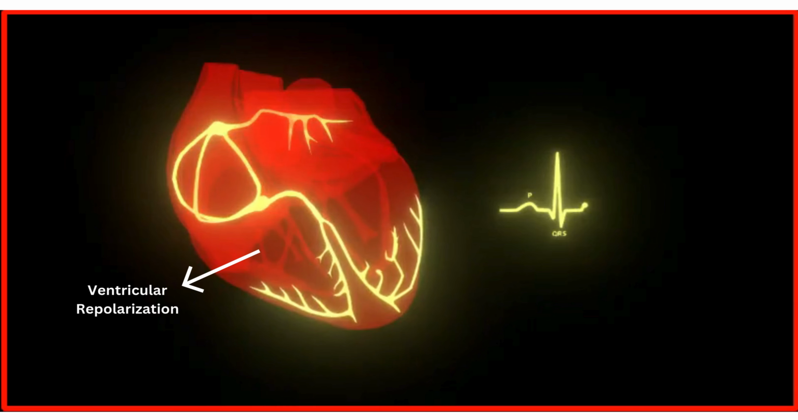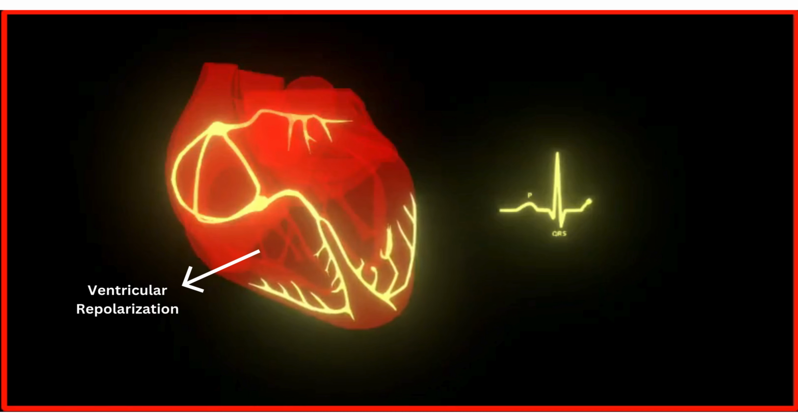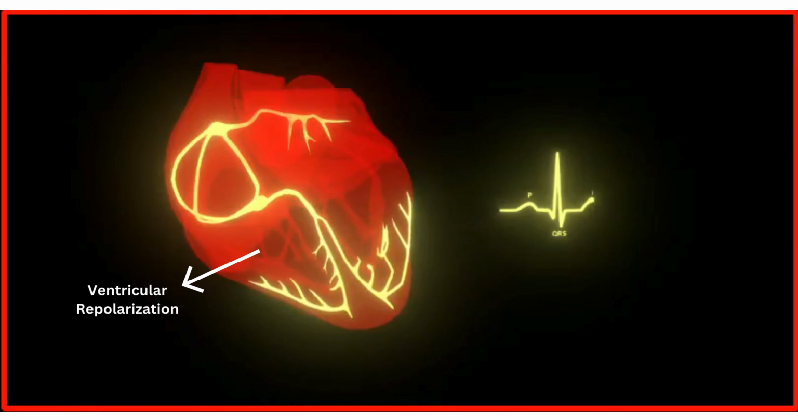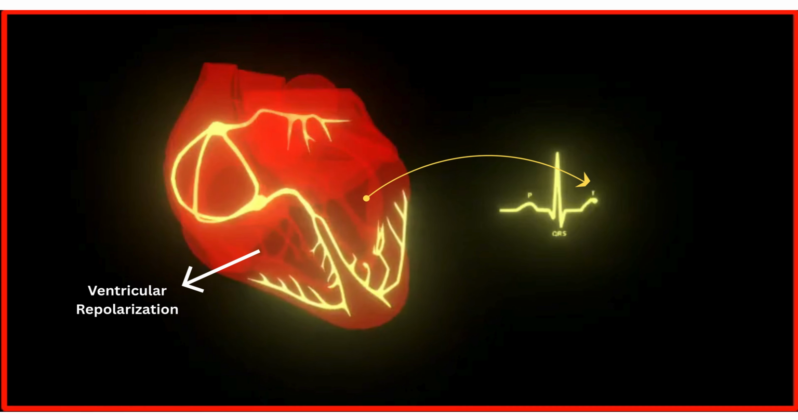Section 4. Ventricular repolarization and the T wave. After the ventricles contract and blood is ejected, the heart muscle cells need to reset, a process called repolarization. Repolarization restores the original electrical state of the cells, preparing them for the next heartbeat. This recovery phase appears as the T wave on the ECG.